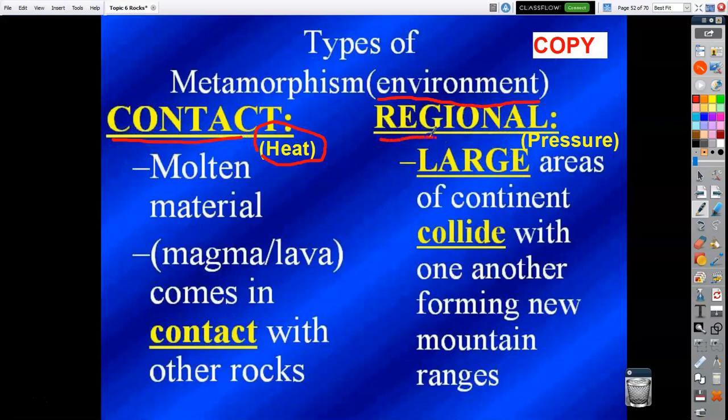Then you have what's called regional metamorphism. Regional means a large area, right? Like the Northeast region would be New York, New Jersey, Connecticut, Vermont, Massachusetts. So you're taking a large area of land, a continent, colliding with another large area, where you form new mountains, and that creates a lot of pressure. So regional metamorphism usually refers to pressure. Contact metamorphism refers to heat.